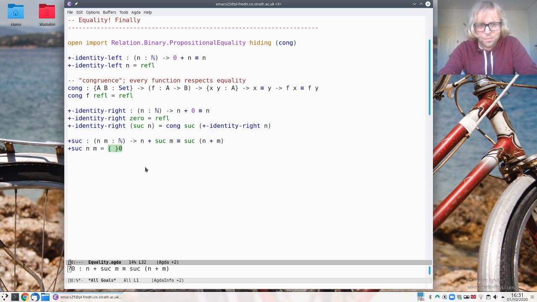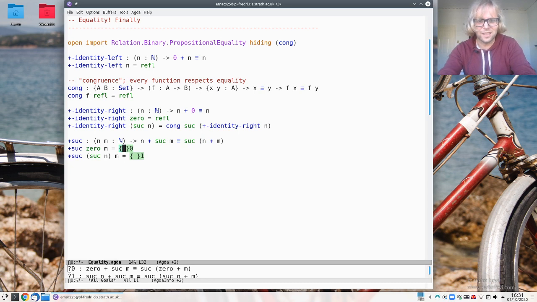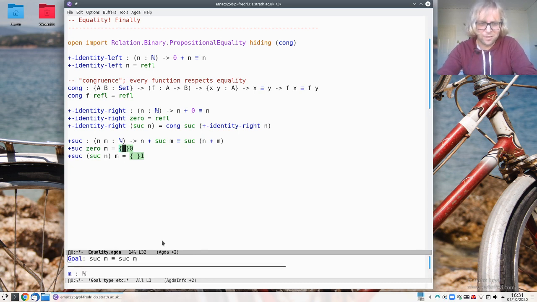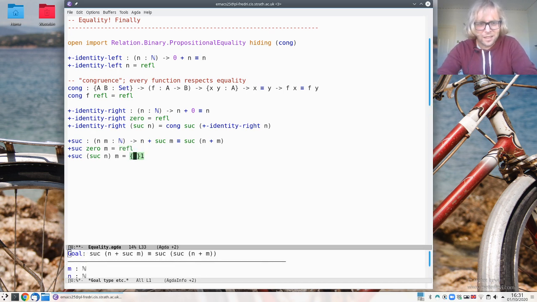Let's do the same thing here. So the first thing we're doing is we're saying, why is it stuck? And in this case it's stuck because we don't know what this n is on the left hand side of this plus. Right, so let's pattern match on the n. Okay, if it's 0, let's see what we have to prove. Well, we have to prove that suc m equals suc m. That's easy. And otherwise here we have to prove that suc something equals suc something.